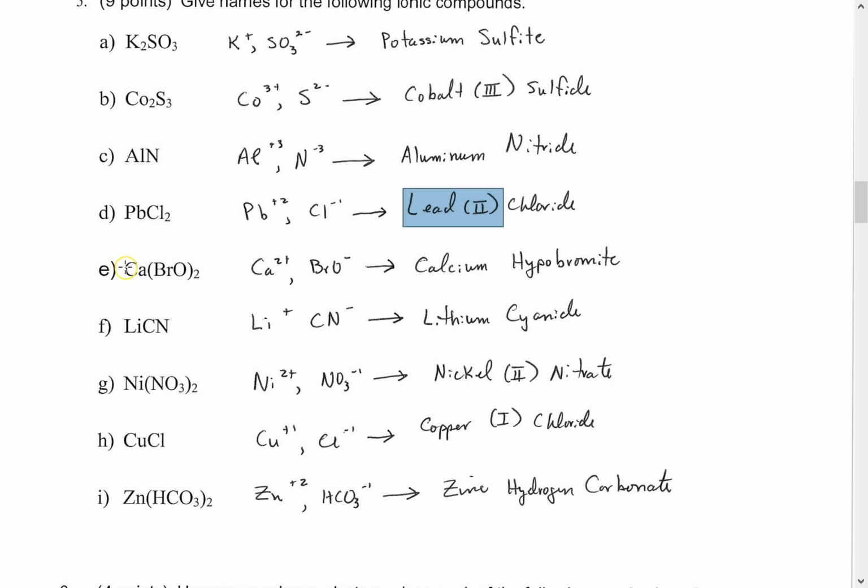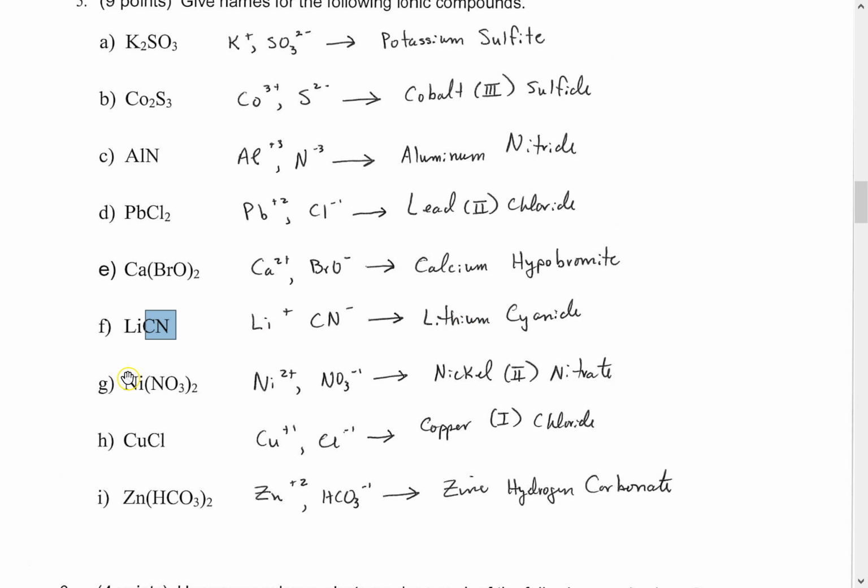For the next one, we have our metal is calcium, and our anion is a polyatomic ion. It's the bromine one with the least amount of oxygen. So it's going to have an ite suffix, and it's going to have a hypo prefix. So hypobromite is the name of that polyatomic ion. Cool. So down here we have lithium as the metal, and so CN minus 1 is the polyatomic anion. That polyatomic anion is cyanide, and of course with lithium, we just don't use any Roman numerals.